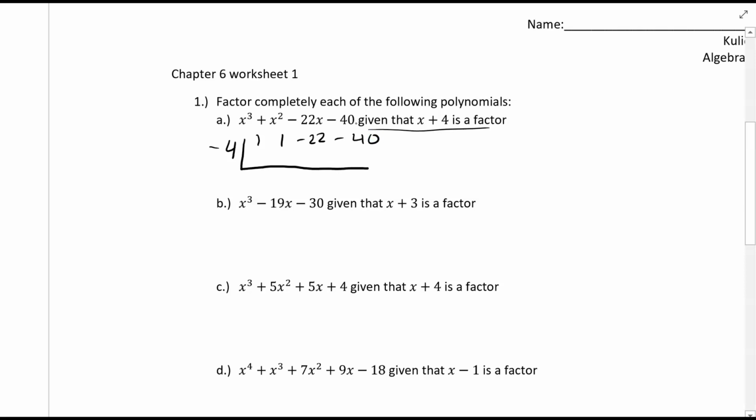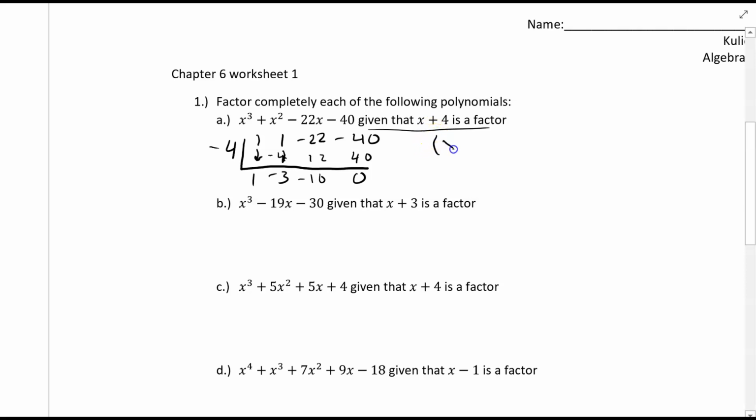Then I write in the coefficients for x cubed plus x squared minus 22x minus 40, and bring the first number down. I multiply the negative 4 by the 1, write my answer in the next spot, and then add down. And just continue that process here. I get this.